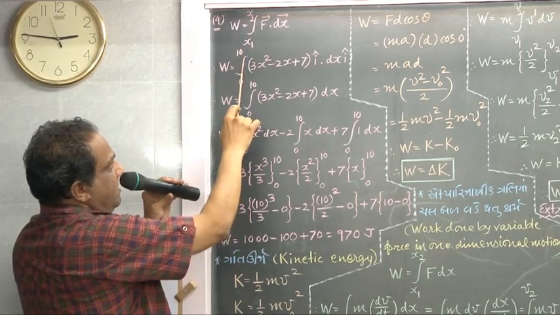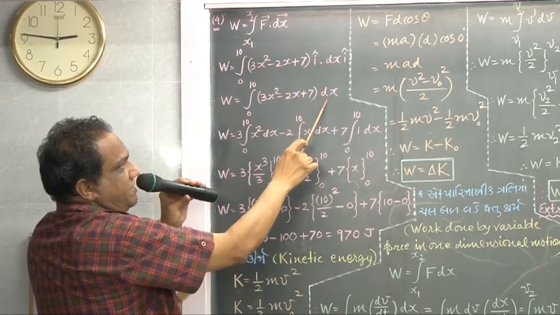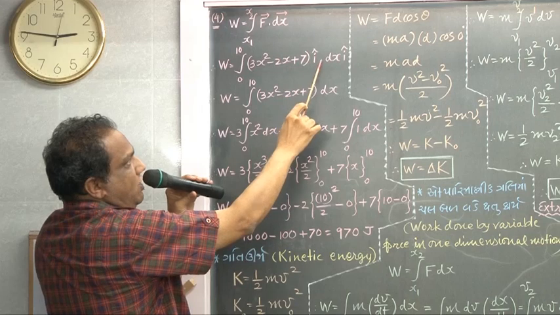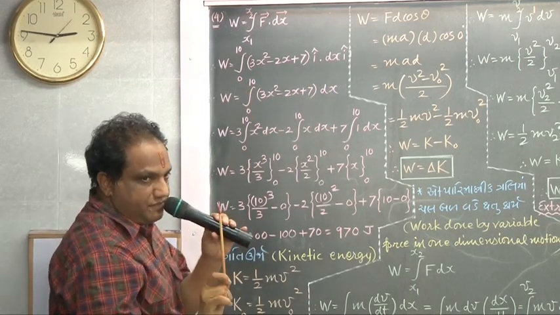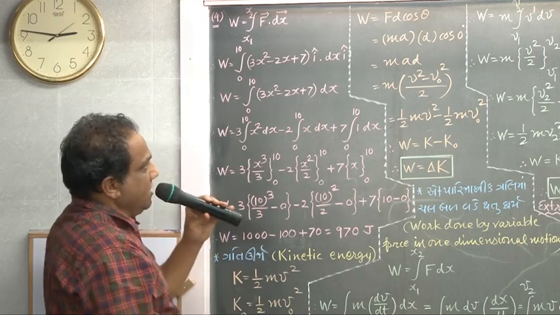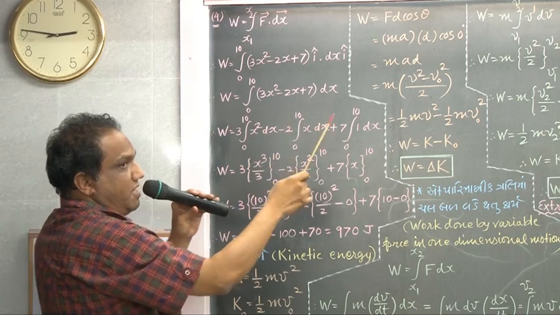Now, the integration as it is, this whole bracket as it is, dx as it is, and you know i cap dot i cap is 1. Simple? Now, let us take integration of all the three terms one by one.